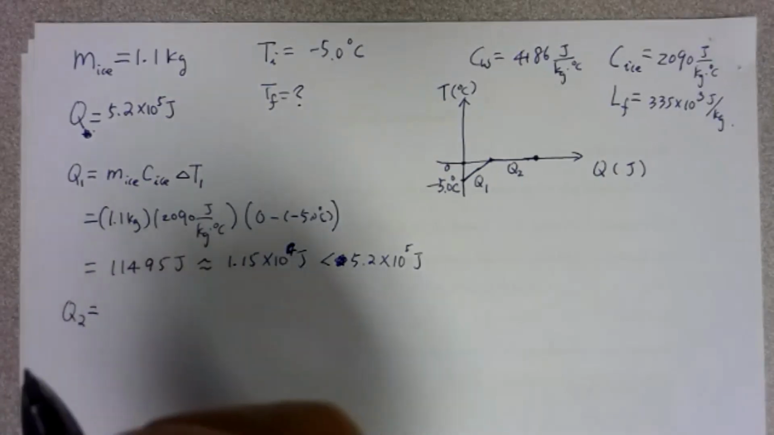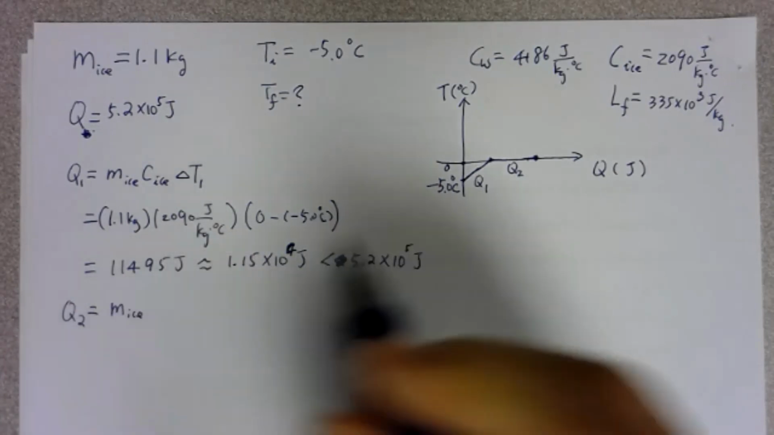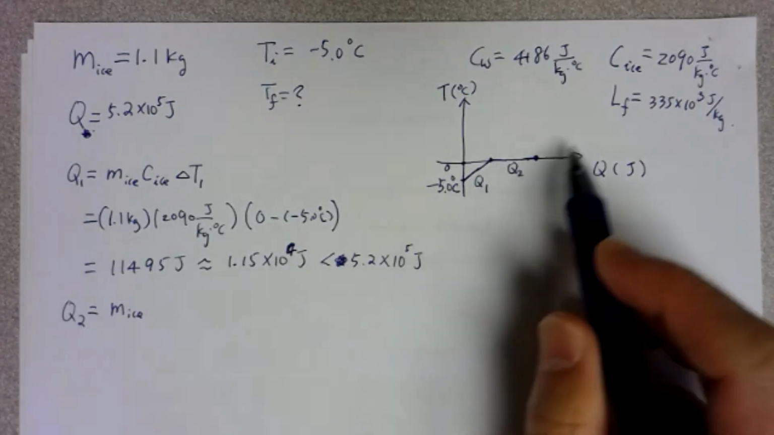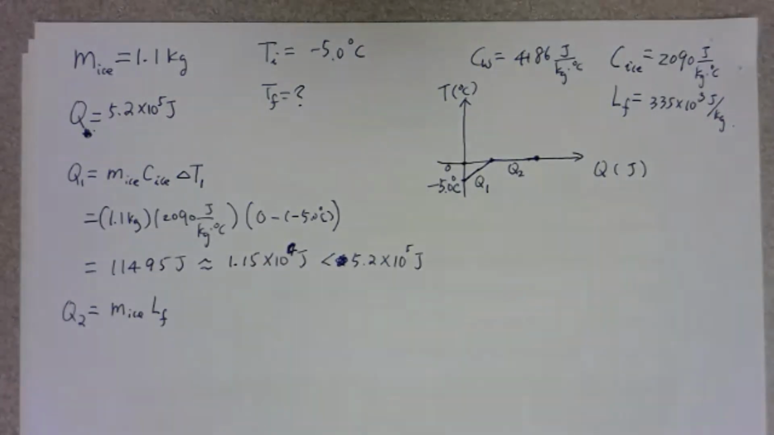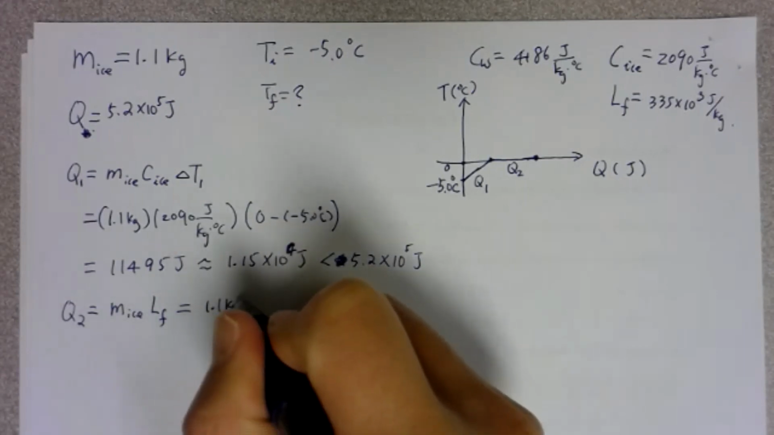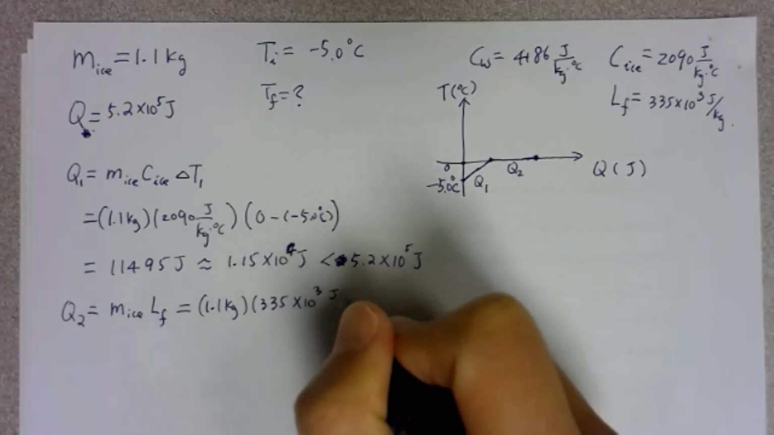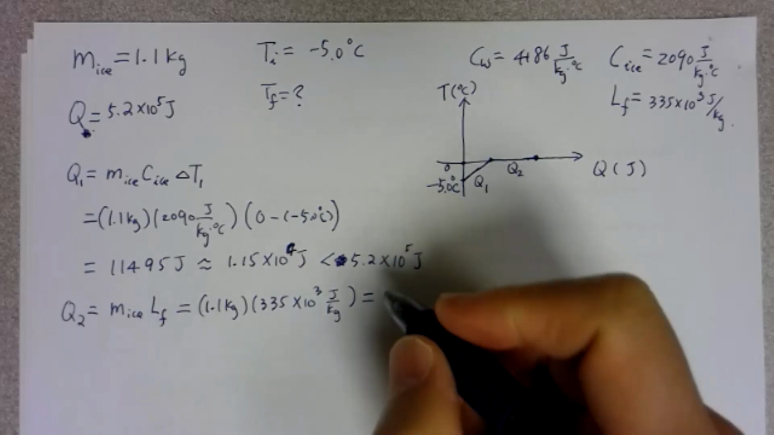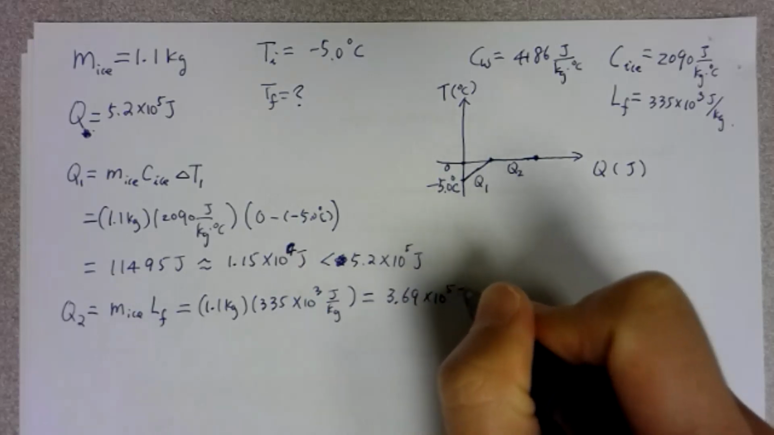Q2 equals, now you still have ice melting, but this is the phase transition. The temperature will not increase, but you should use L of fusion. That's the latent heat required for the fully melting process. So this is 1.1 kilogram times 335 times 10 to the third joules per kg. So this gives you 3.69 times 10 to the fifth joules.